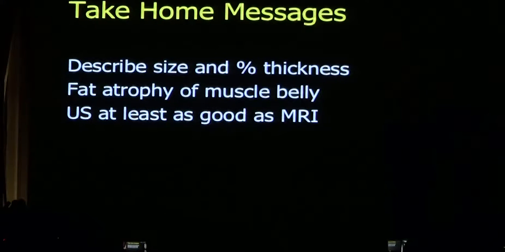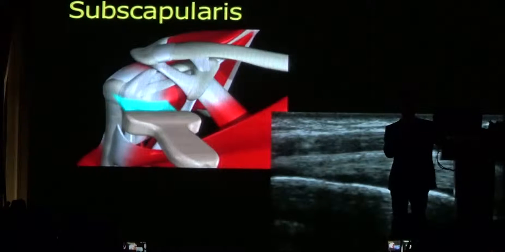And what we tend to do is describe the size and the percentage thickness of the tear. As I said, it's important to look for fatty atrophy of the muscle belly if you do see a large tear. And just remember, ultrasound is at least as good as MRI.